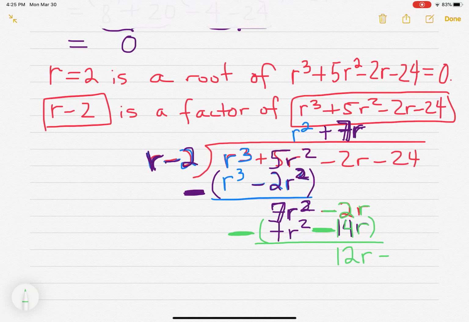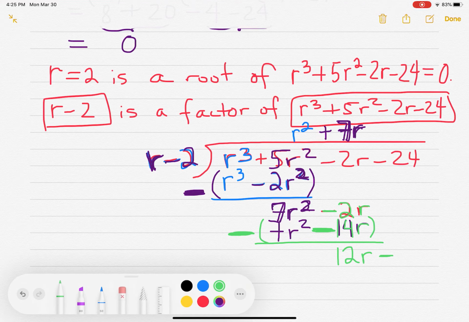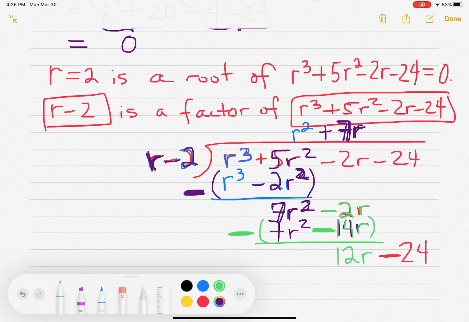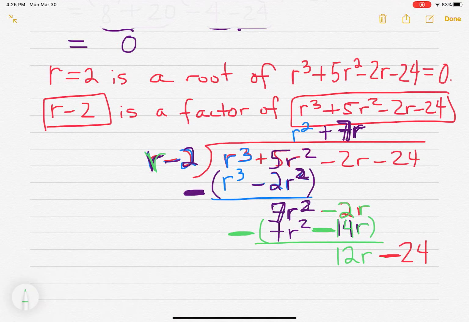-24 there. Let's write it correctly. Bring down my -24. Now I'm going to ask the all-important question. This r here out front that I'm doing in green, what do I have to multiply that r by to get the 12r down in green? Well, I got to multiply by a 12. So I'm going to put a plus 12 here above the constant, -24.